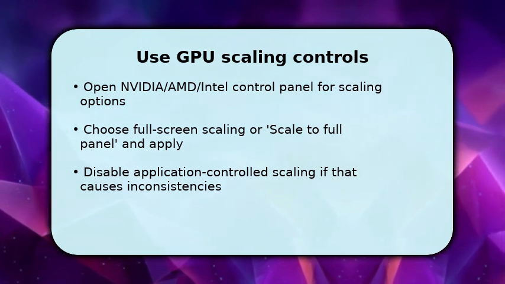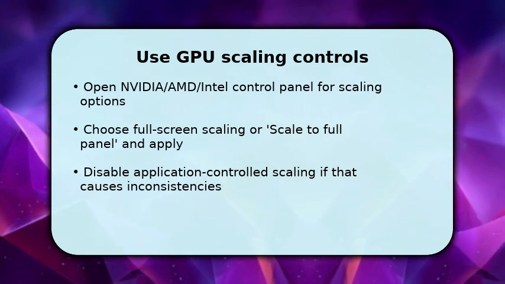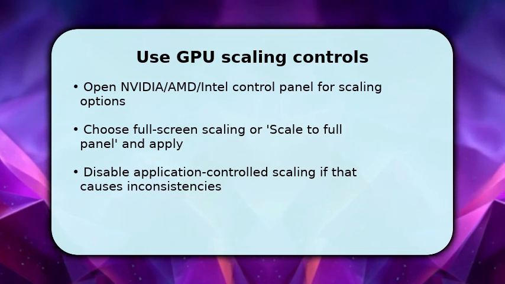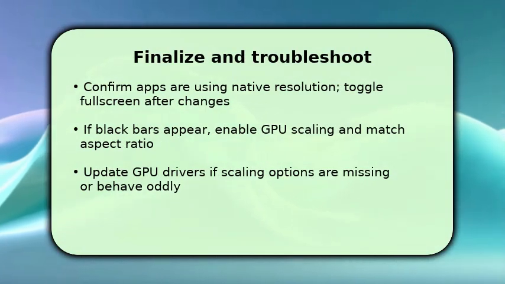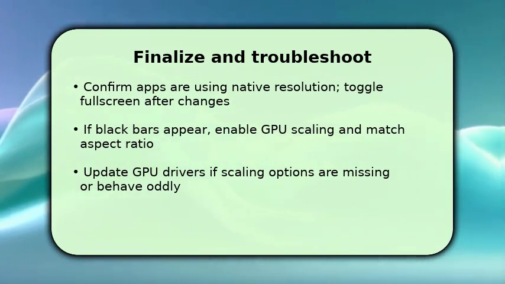If an app tries to control scaling, make sure you disable application-controlled scaling so the GPU enforces full-screen behavior consistently across programs. You finish by verifying the change. Launch your application, toggle full screen, and confirm the image fills the panel edge to edge.